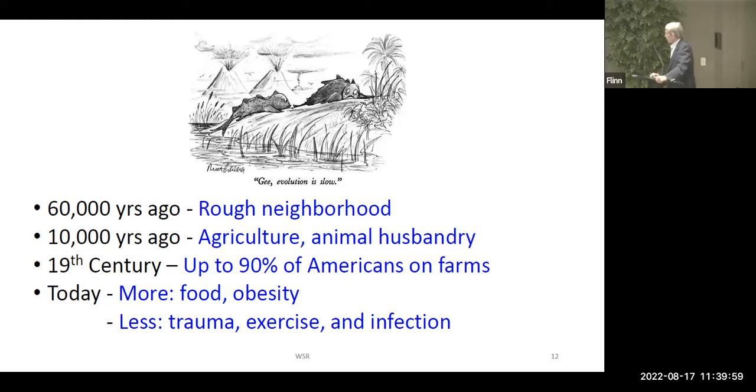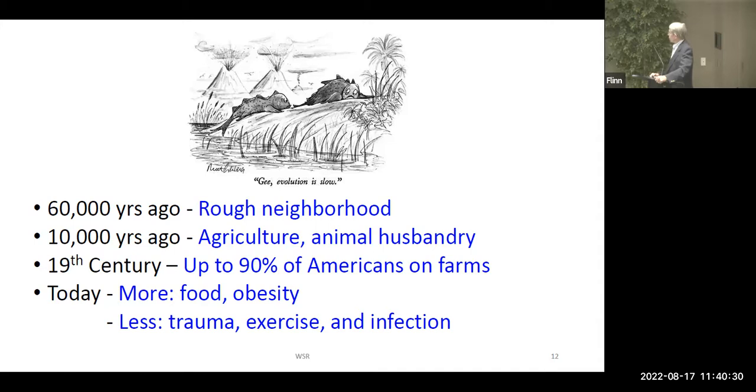But as time passed, mankind got smarter, and 10,000 years ago, agriculture and animal husbandry began to develop. And this provided several important things. Number one, food suddenly became more predictable and plentiful. Animal husbandry not only contributed to the food supply, but also contributed to the workload.